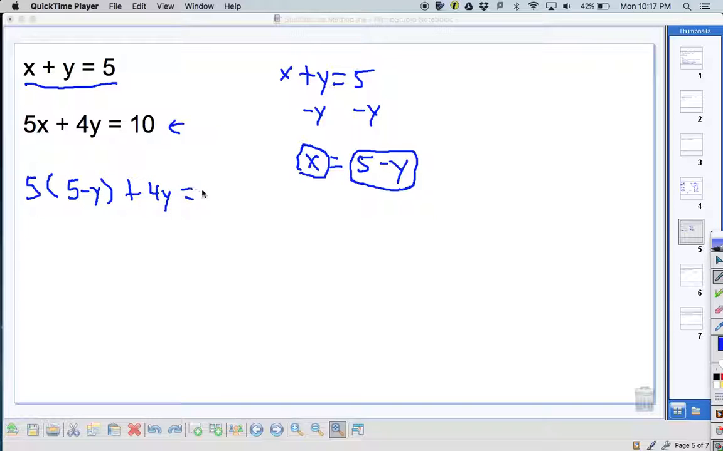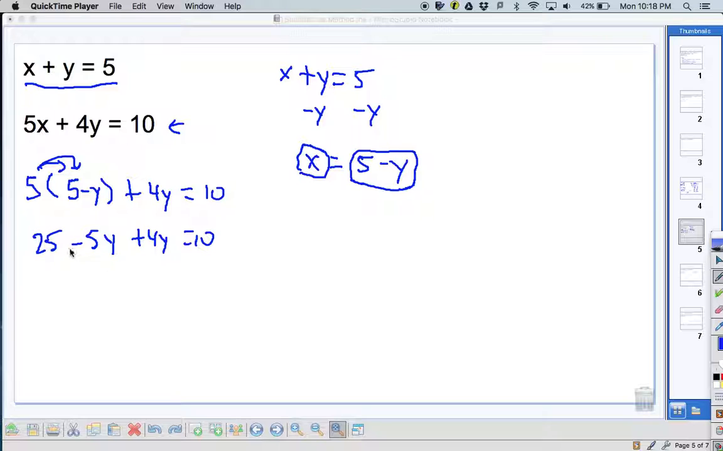equals and a 10. Just like before, I only have y on one side, so we now should be able to solve it. I see parentheses, so there's a distributive property. That's something that you'll see a lot. So I'm going to use the distributive property again. I got 5 times 5 is 25. I got 5 times negative y is negative 5y. Outside the parentheses, now the distribute only applies to the parentheses. This is not part of the distribute property. I got a plus 4y equals 10.